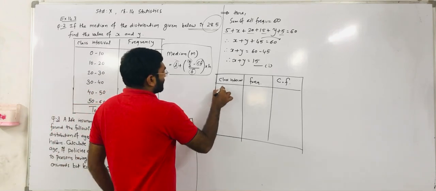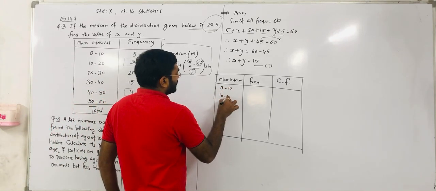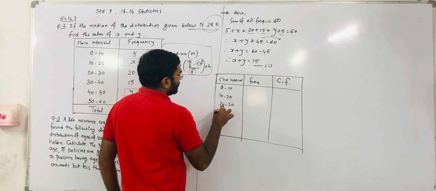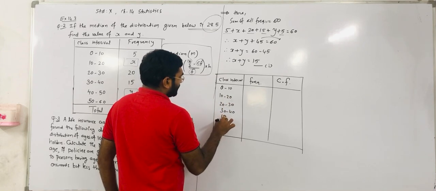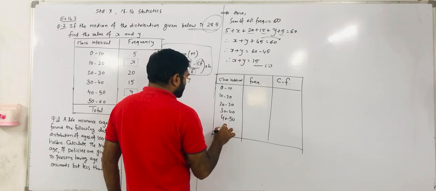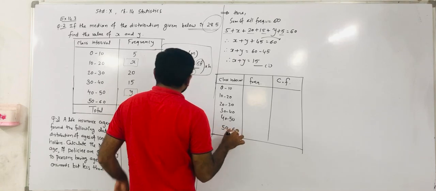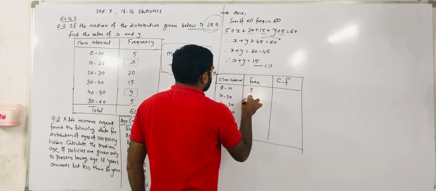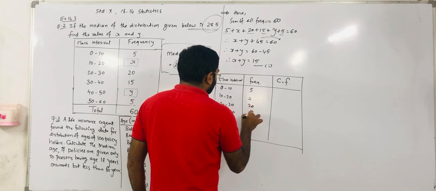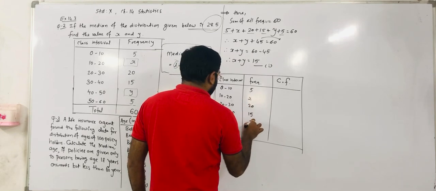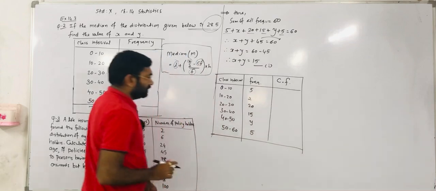So our classes will start from 0 to 10, 10 to 20, 20 to 30, 30 to 40, 40 to 50 and 50 to 60. Its frequencies are given as 5, x, 20, 15, y and 5. Right?